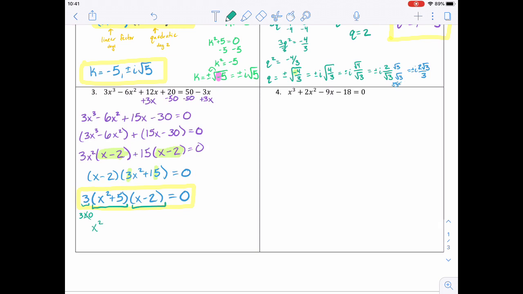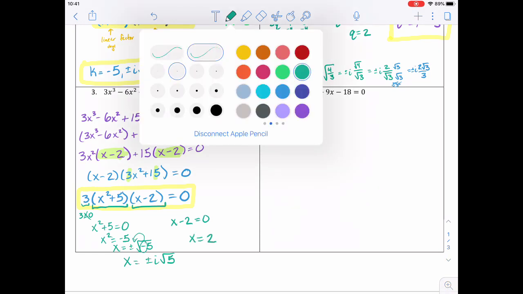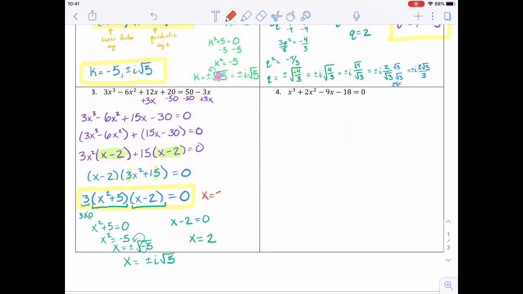So then we have x squared plus 5 equals 0. Subtract 5, and we get x squared equals negative 5. Take the square root. Remember to do plus and minus. Get x equals plus or minus the square root of negative 5. Remember that negative is going to come out. And so this is really x equals plus or minus i root 5. Our last one, we deal with this linear factor, x minus 2 equals 0. Add 2, we get x equals 2. So our solutions, I'm going to rewrite them, are x equals 2 and plus or minus i root 5.